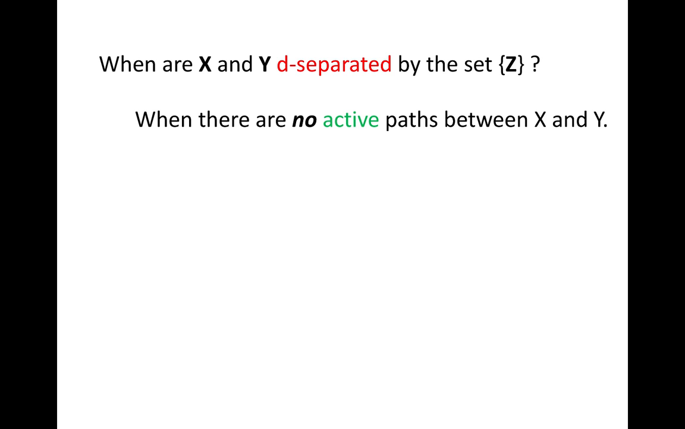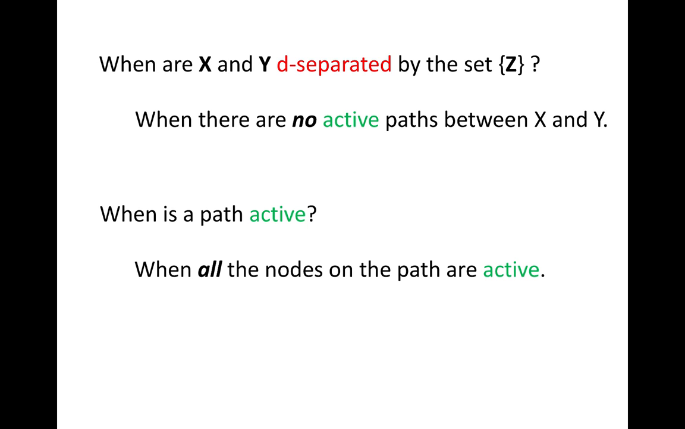When are x and y d-separated by z? When there are no active paths between x and y. When is a path active? When all the nodes on the path are active.